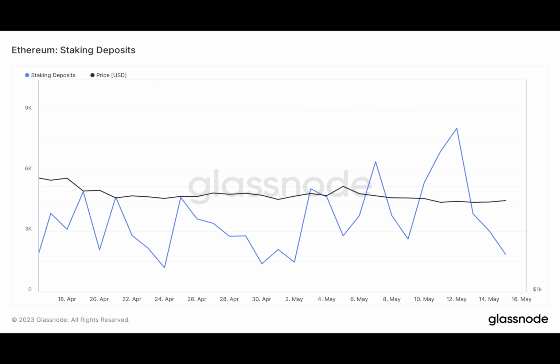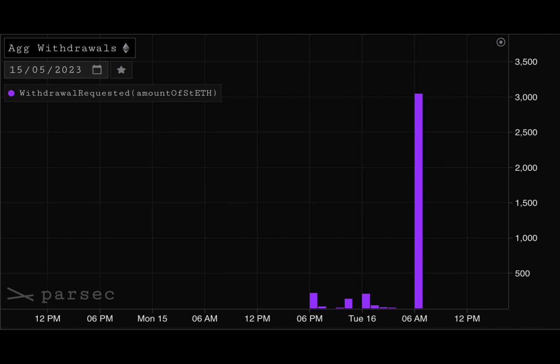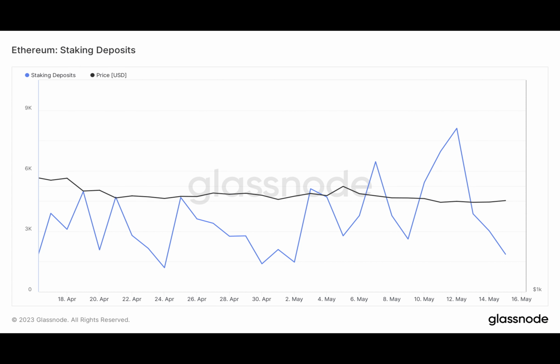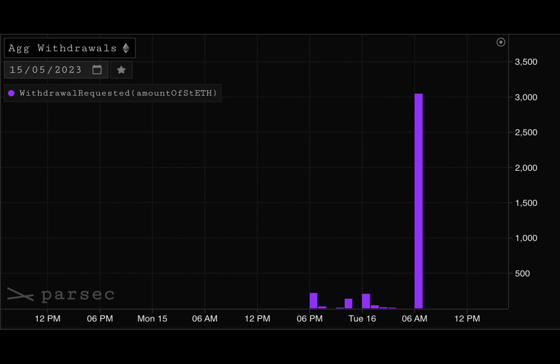Per data from Dune Analytics, as more validators exited the Ethereum proof-of-stake network by withdrawing their earlier staked 32 ETH, the number of new ETH stake deposits made into the staking contract daily instead has been relatively unstable. According to data from Glassnode, since 12 May, this has fallen by 77%.